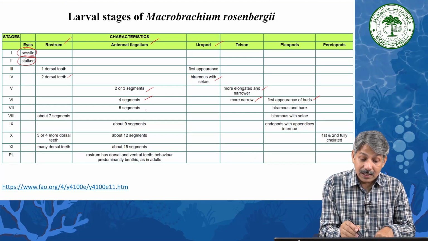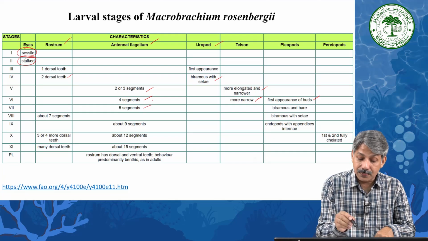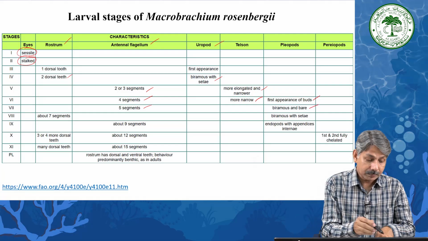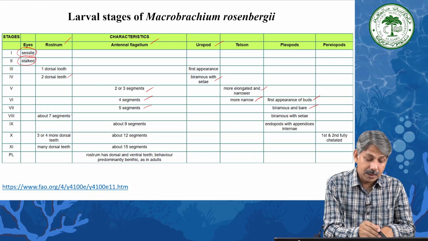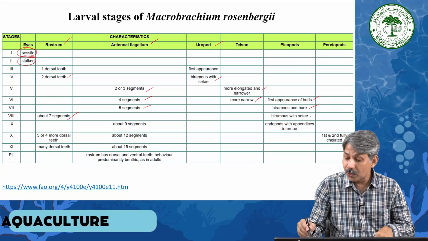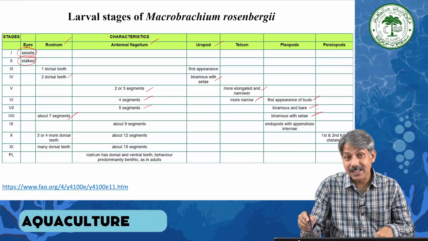Stage 7, the antennal flagellum has 5 segments. Pleopods become biramous and bare. Stage 8, about 7 segments appear in the rostrum, and then pleopods are biramous with setae.